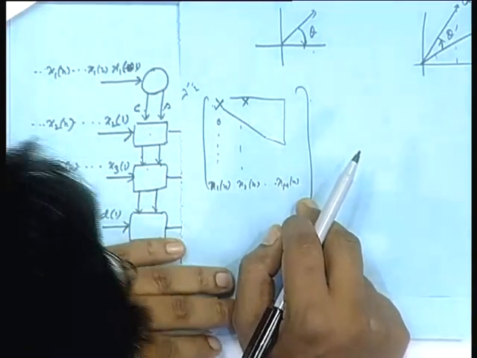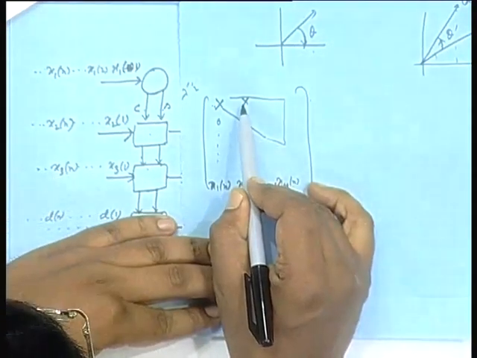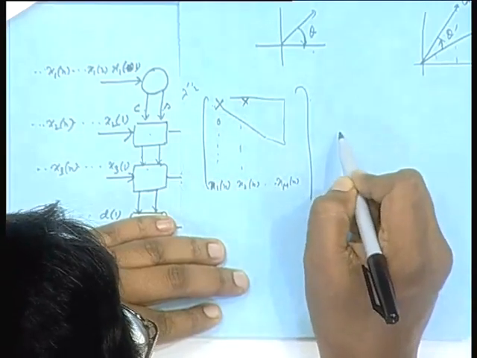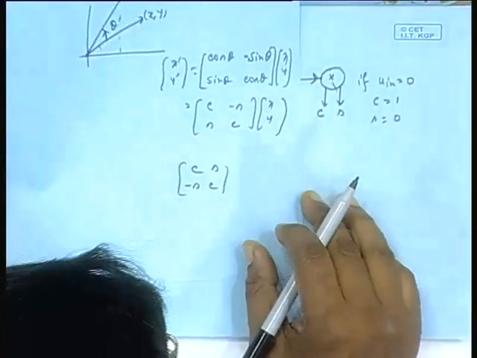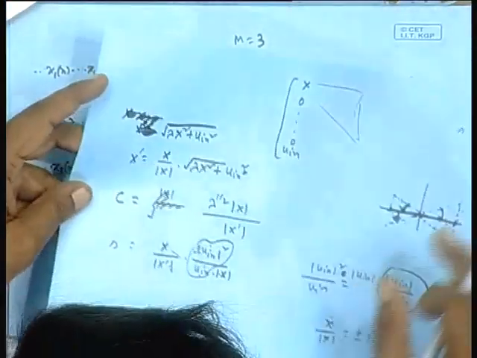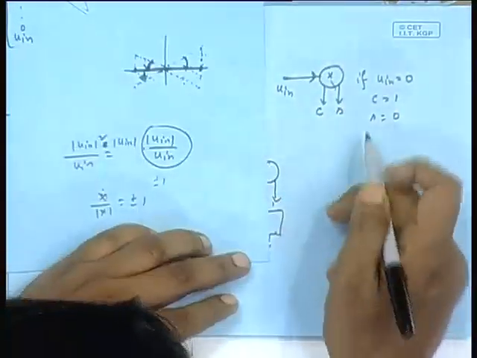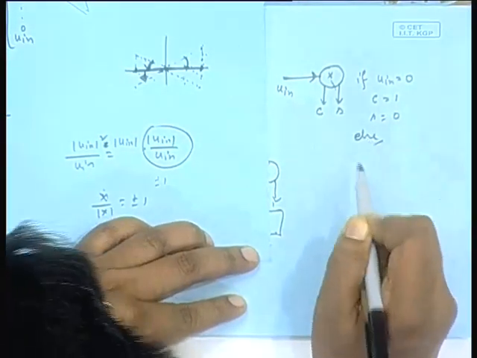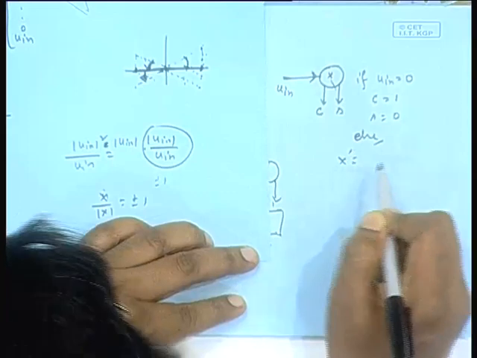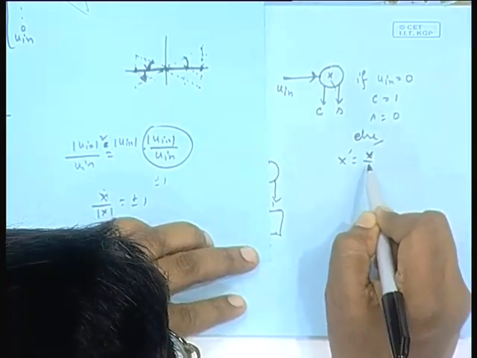That means, what will it do? It will replace this x by the new value. This is the processor I was writing. Let me just quickly complete this processor thing. Else x prime, this is just repetition of what I wrote.